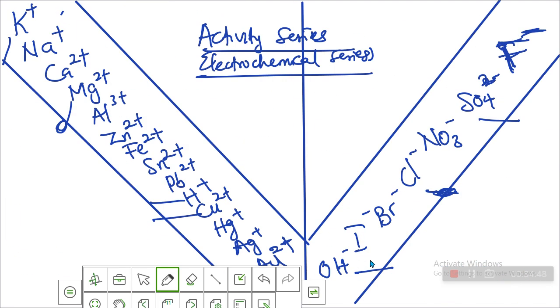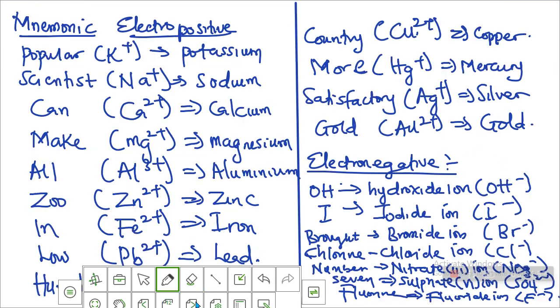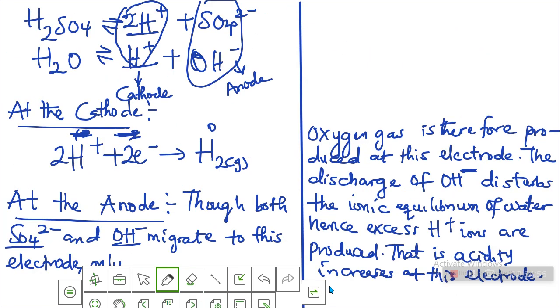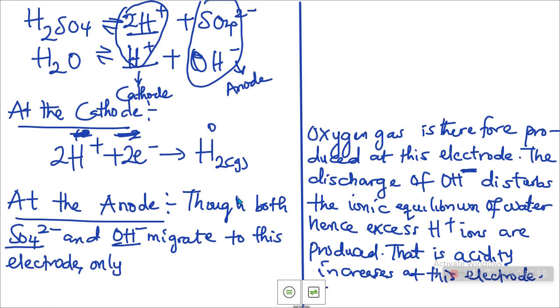So you can see OH minus is lower than SO4. You can see the gap. So OH minus is lower. So OH minus is going to do what? To discharge. Though both SO4 minus and OH minus migrate to this electrode, only OH minus discharges. The reason is that it is lower in the activity series.